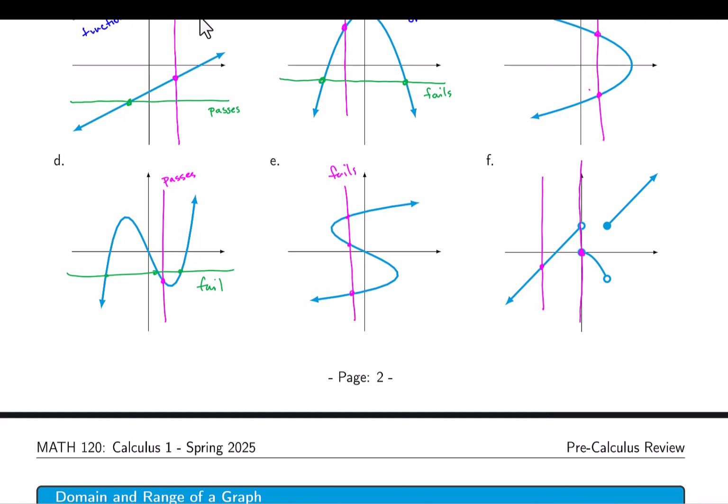So it still works. It still is just fine. As long as both of these places weren't closed circles, everything's fine. It's not being defined at two different places. In this case, it's only defined once.